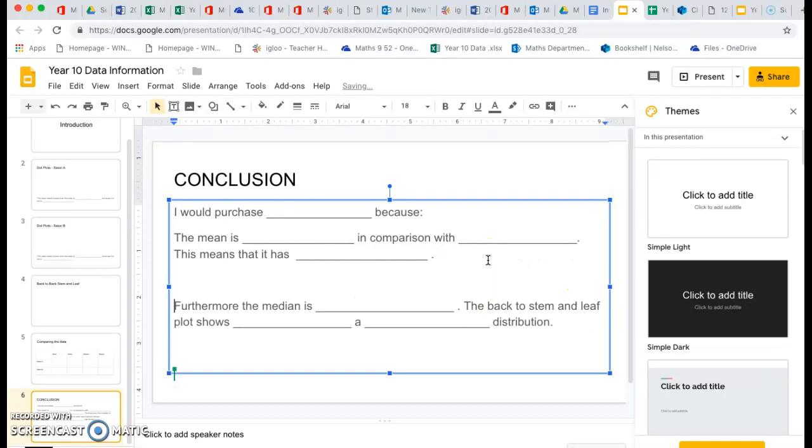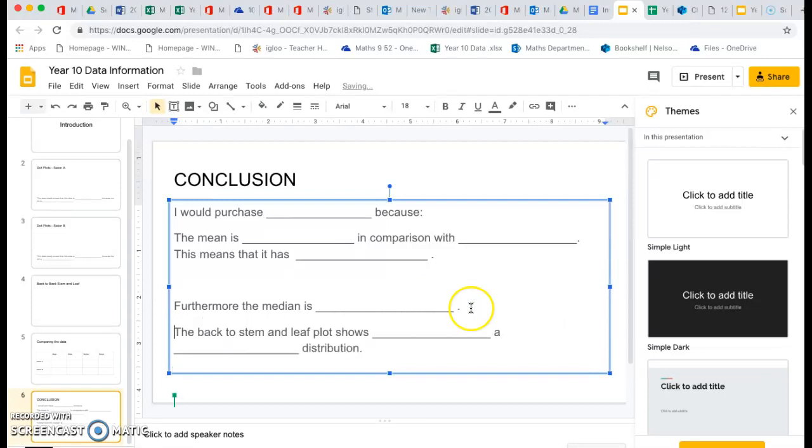Furthermore, the median is... The back-to-back stem and leaf plot shows a... What does it mean? Just some sentence starters. Good luck. There could be some little road bumps along the way, and have fun. And it needs to be completed within a time frame. Thanks.